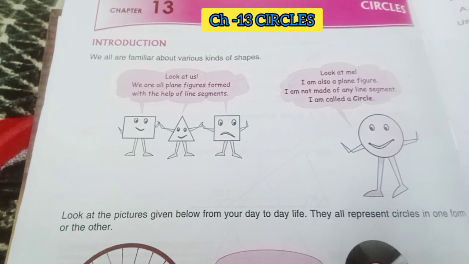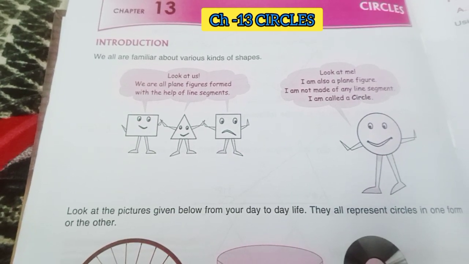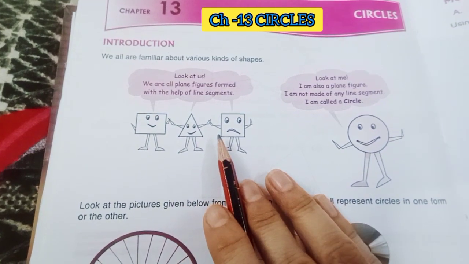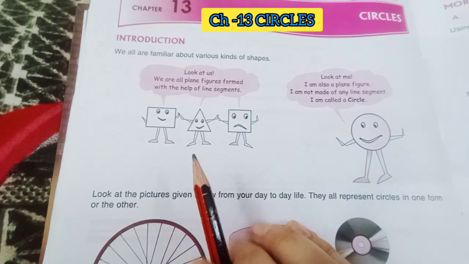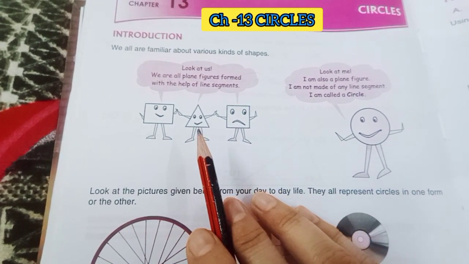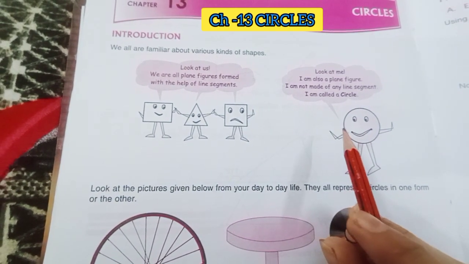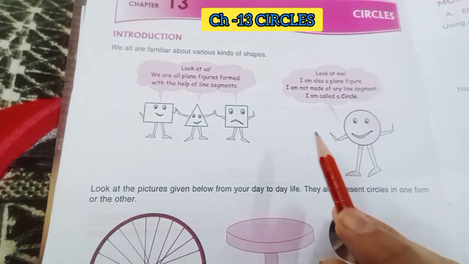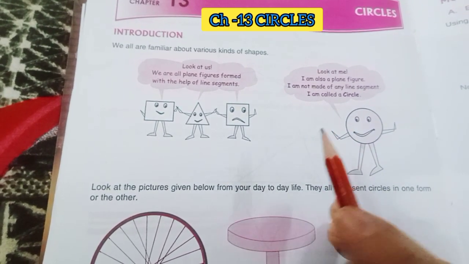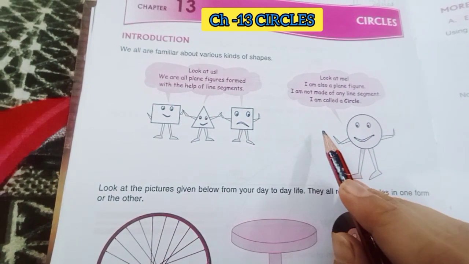Students, you all know about the plane figures like rectangle, triangle, square, etc. These plane figures are made up of line segments only. Now, one more plane figure is there, but it is not made up of line segments. No line segment is there to form this, and this is the circle.